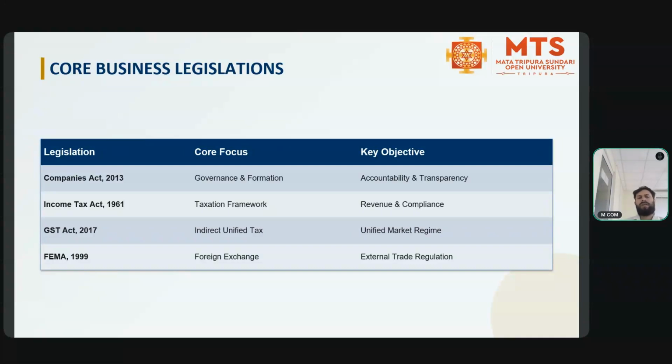So the different legislations have focused on business for different purposes. The Companies Act covers governance and formation. Income Tax covers the taxation framework. The GST Act covers the indirect unified tax, and FEMA, that is foreign exchange, applies if the business is indulged in export of a particular product.